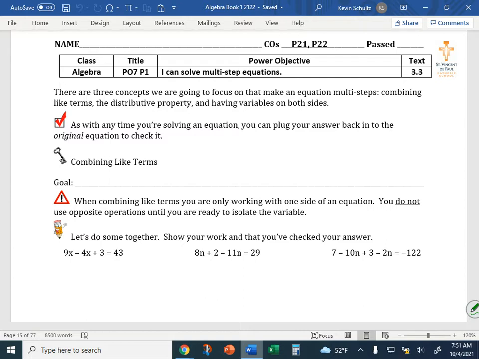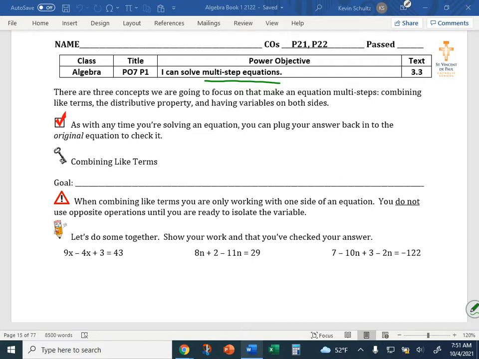Multi-step equations. We've talked about two-step equations before, more in PO6. They're called two-step equations because it takes 2 steps to solve them. You've got a constant and a coefficient. You add or subtract, then you multiply or divide. These are called multi-step because they take more than 2 steps.